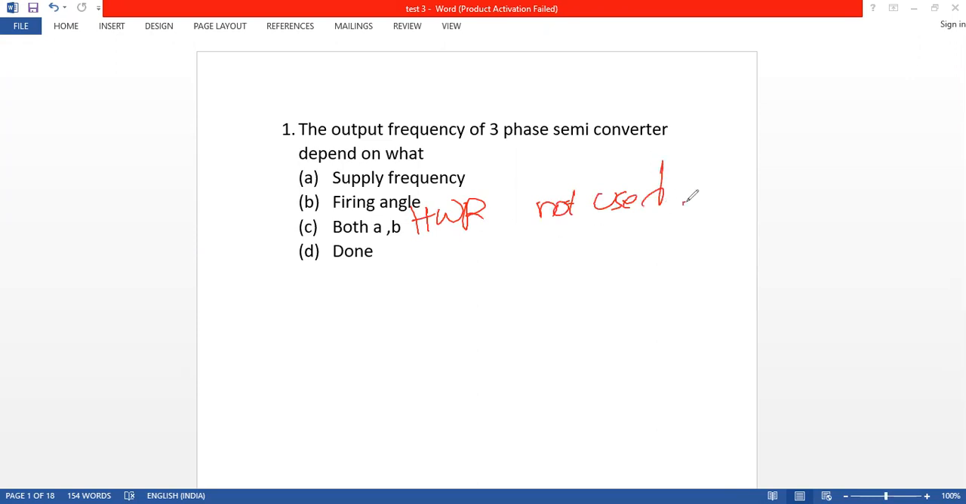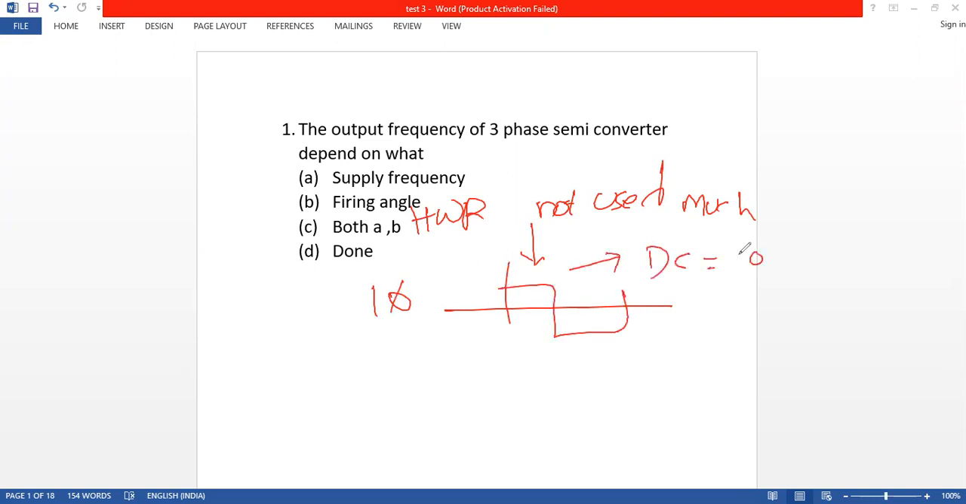So not used much, you can say. So we go to single phase. What is the source current waveform? This is the source current. So here DC is 0, so that problem is eliminated. And here the second harmonic is also 0, meaning the positive cycle and negative cycle are equal.